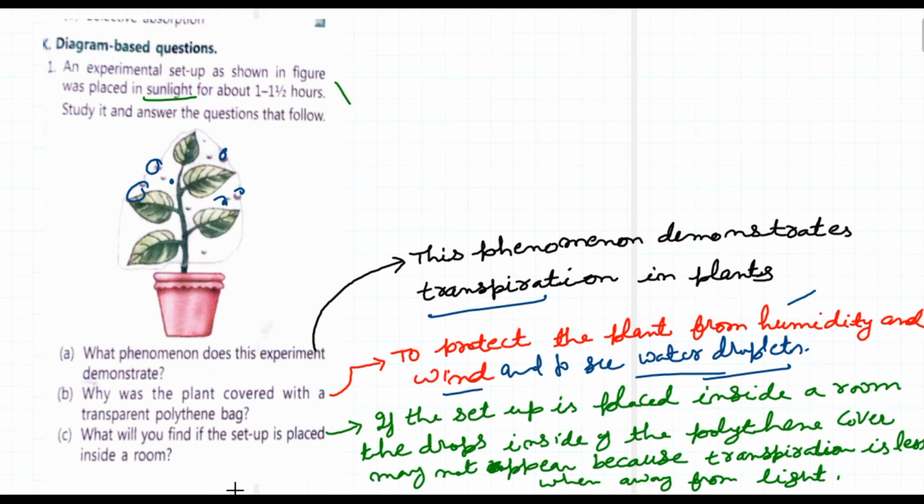What will you find if the setup is placed inside a room? If the setup is placed inside a room, the drops inside of the polythene cover may not appear because transpiration is less when away from the light. When placed in the dark, transpiration is less, as I have explained earlier.